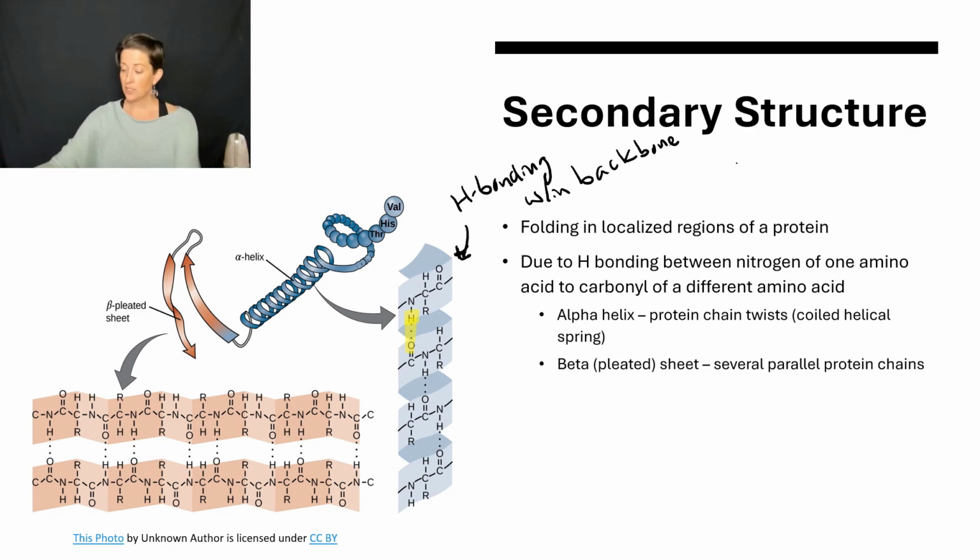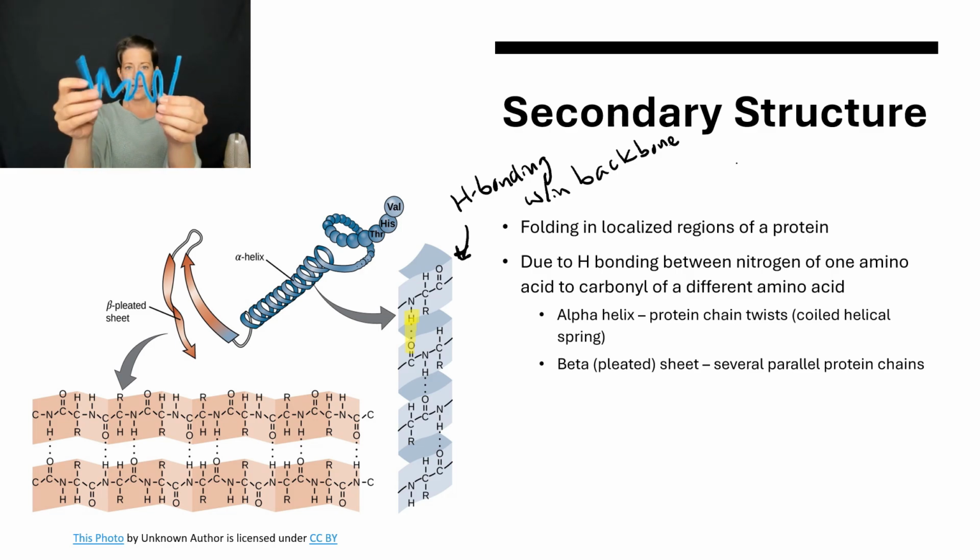Then we can have the beta sheets or the beta pleated sheets. Pleated is not a term that's used often with the current generation. They're making a comeback. But if you think about pleated skirts or pleated dress pants, you have the fabric that's folding. That's what a pleat is. And so these are called beta pleated sheets or beta sheets.